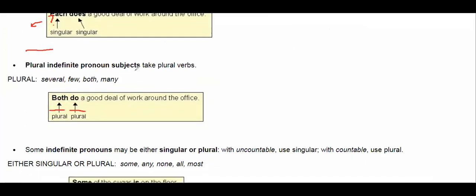Plural indefinite pronoun subjects take obviously plural verbs. So far the basic thing is singular noun, singular verb. Plural noun, plural verb. Okay? Also, the singular noun does not have an S, whereas a singular verb has an S. Plural noun has an S, plural verb does not have an S in it. Till now, there are two things to remember. Now, plural indefinite pronouns include several, few, both, and many. Both do, we're talking about two people now, both do a good deal of work around the office. So the verb is agreeing to the subject. Subject is plural, verb is also plural.